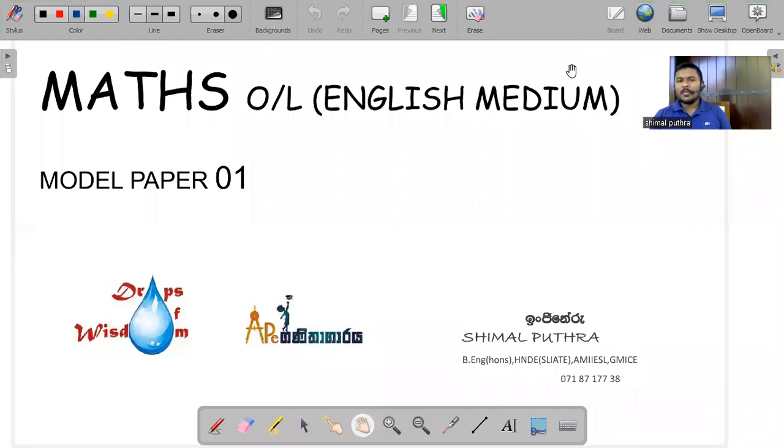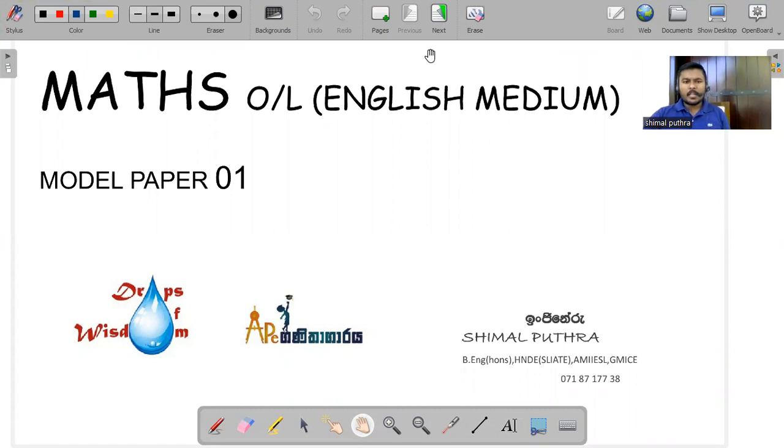Hi everyone. Today we are going to present a model paper, that means model paper number 1. This is designed for grade 9, 10, 11 English medium. So there is a model paper class. Already the first group has been completed. Now the admissions are open for the second group. So let's discuss model paper number 1.